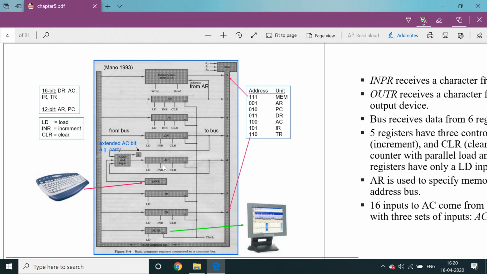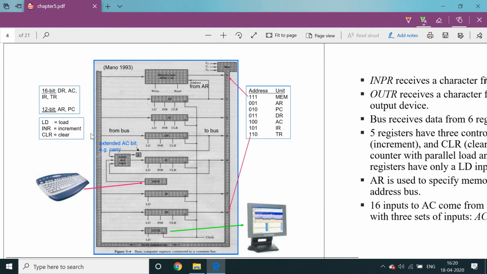The main thing is how we are going to generate or transfer the data information. Here the common bus system is used to connect all the registers. Suppose you want to transfer or load some information: there are 16-bit registers, the data register, accumulator, instruction register and temporary register. The 12-bit registers are the address register and program counter.